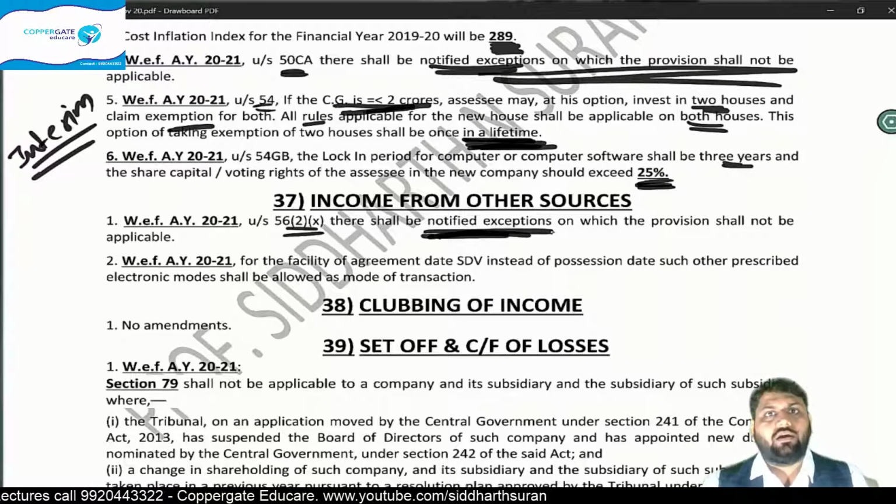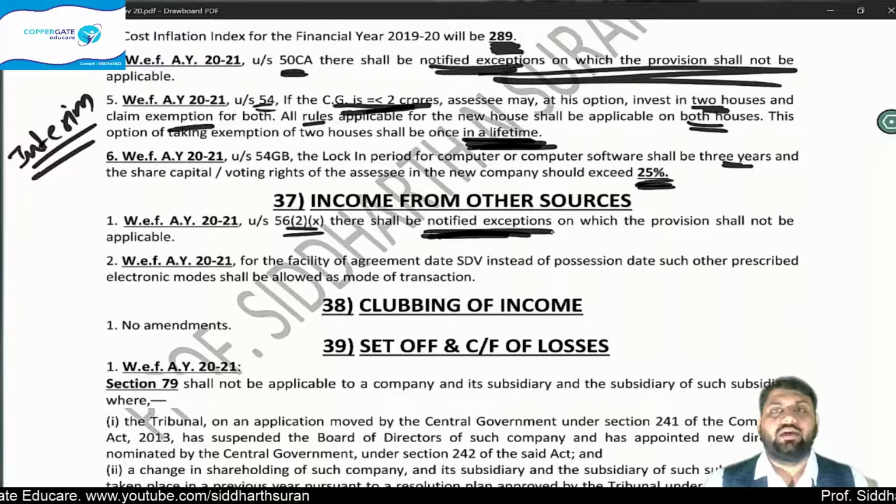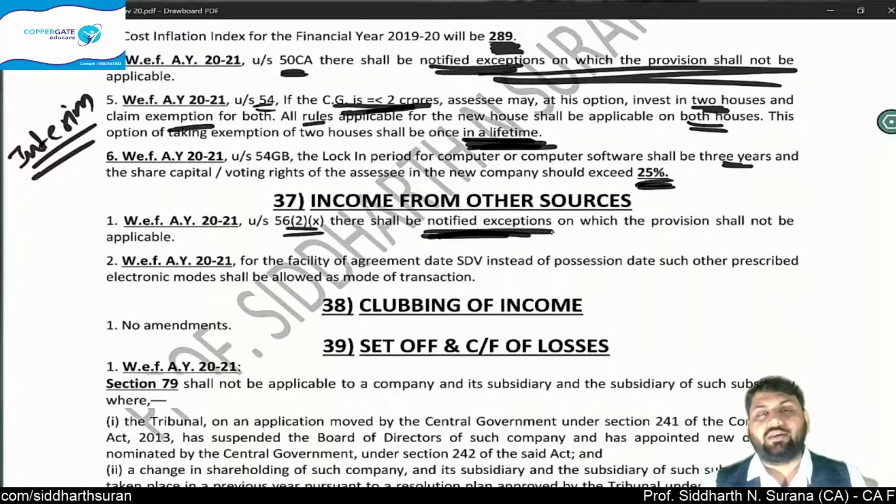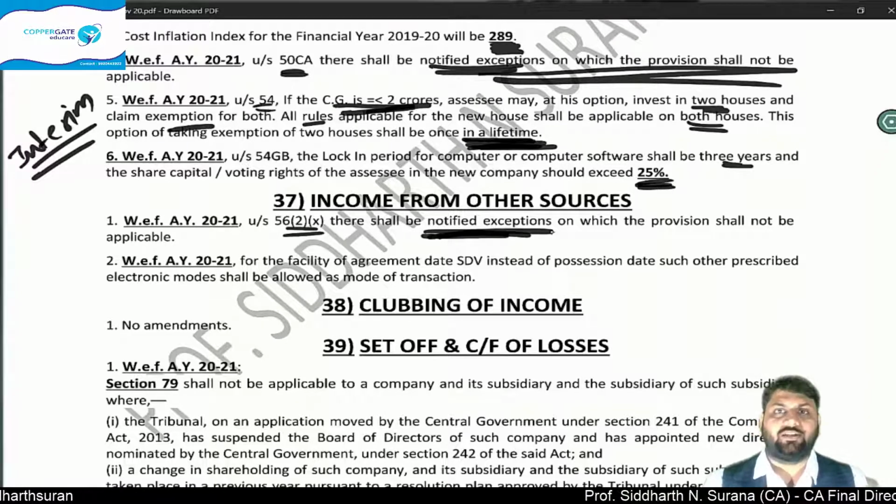The existing exceptions are: gift received at the time of marriage is exempt, gift received from a relative is exempt, gift received due to death, will, or inheritance is exempt, shares received at the time of amalgamation or demerger are going to be exempt. If you are receiving any money from a charitable trust, educational or medical institution, that is exempt.